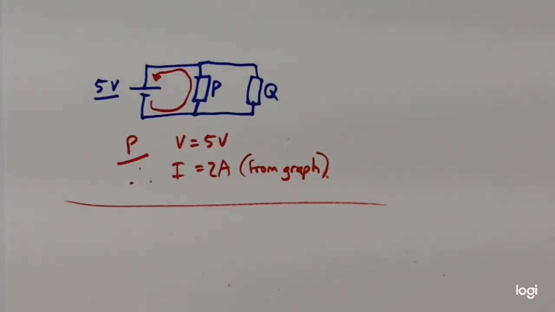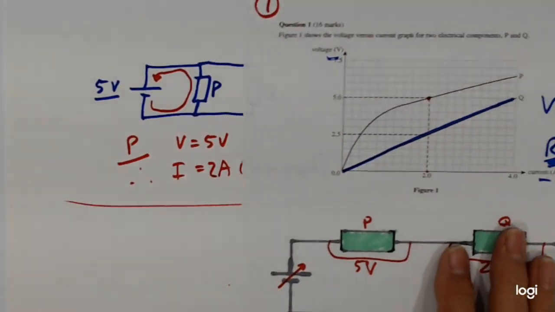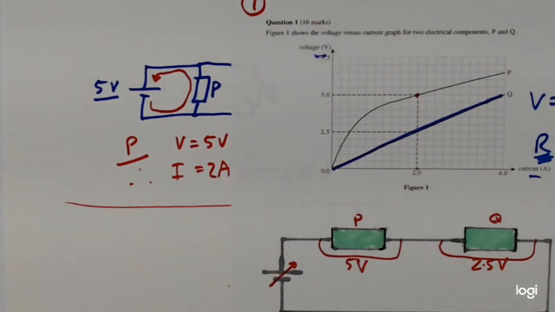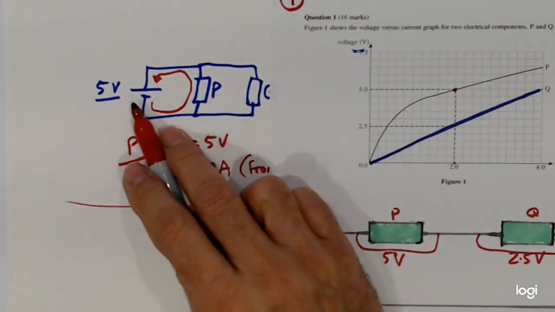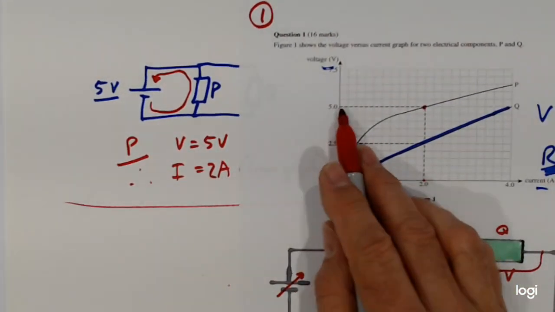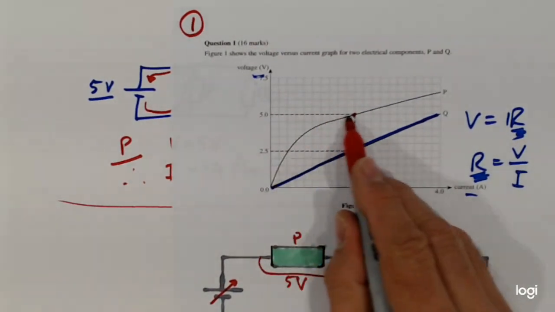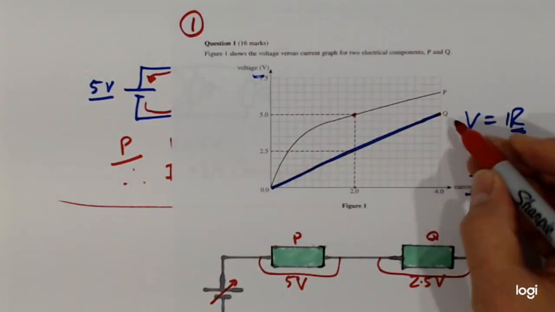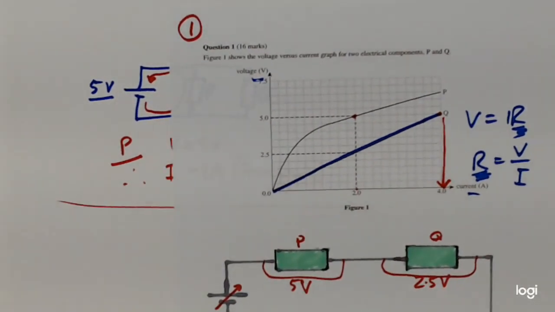All right, determine the current through component Q. Same thing, use the graph. There's component Q, it's just a different line, doing the same thing. If the voltage across Q is 5, and it will be because the voltage across both of them will be 5, we go across to Q's line now. Go all the way across to Q and it hits there, and the current going through Q must be 4 amps.